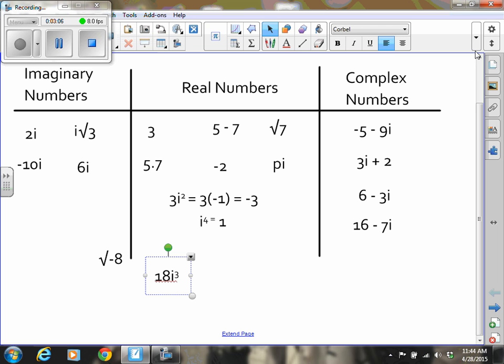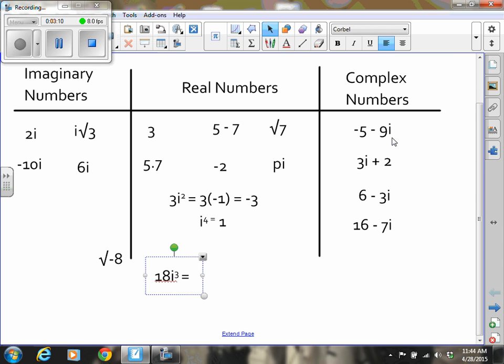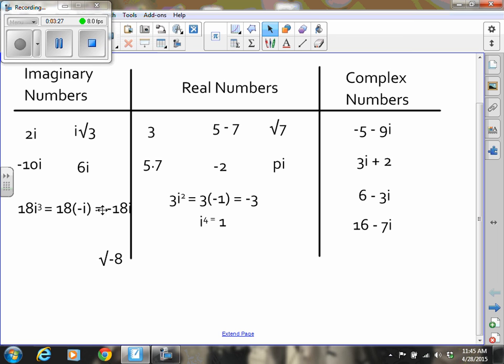Let's check out 18i to the third. I know i to the third is equal to negative i, so this is the same thing as 18 times negative i, which when I multiply that gives me negative 18i. That's one value together. There's no sum or difference between a real and an imaginary. That 18 is attached to that imaginary. So this guy falls into the imaginary category.